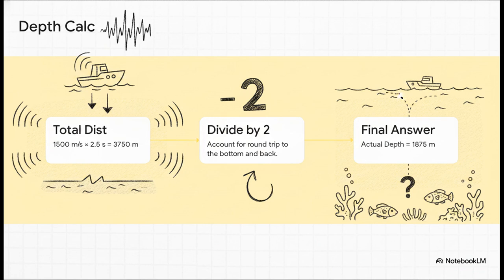Okay, let's methodically break down the math. Step 1. Calculate the total distance the sound wave travels by multiplying the speed, which is 1,500 meters per second, by the total time, 2.5 seconds. That gives us 3,750 meters.